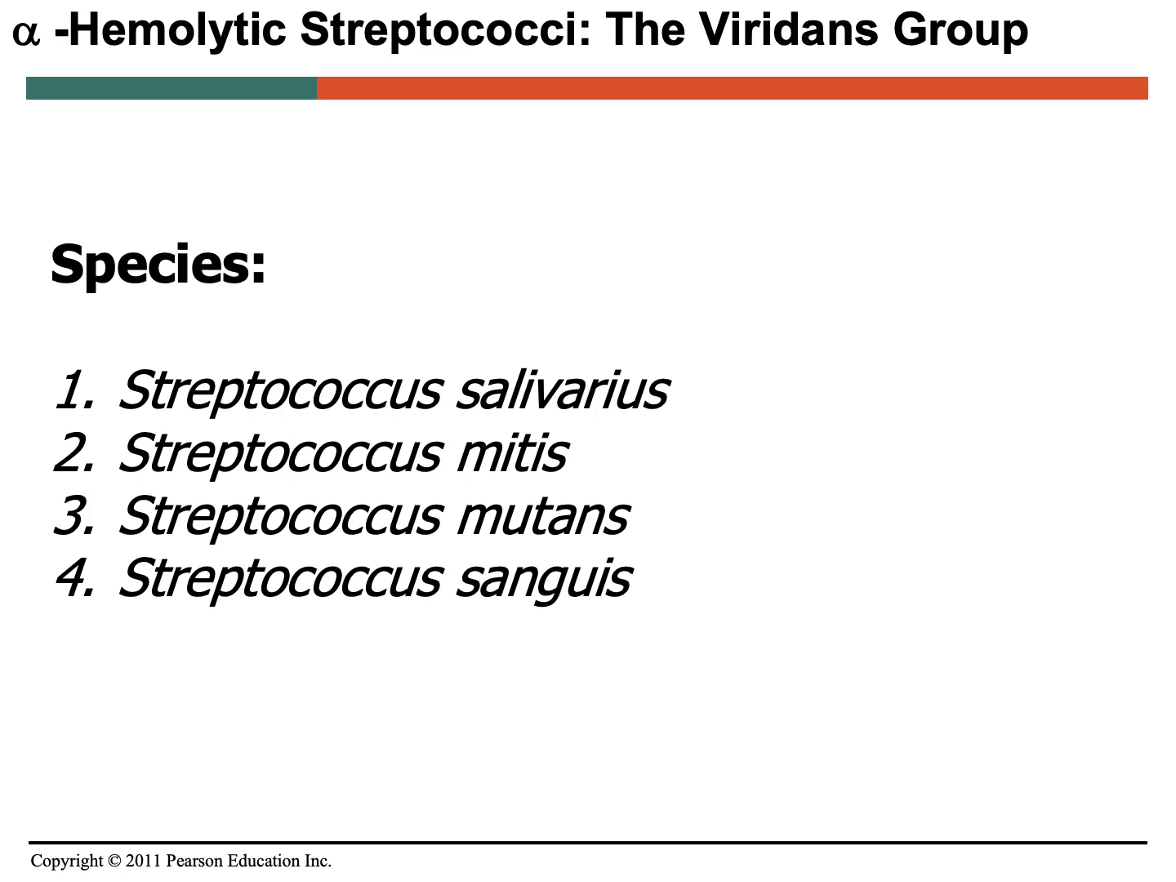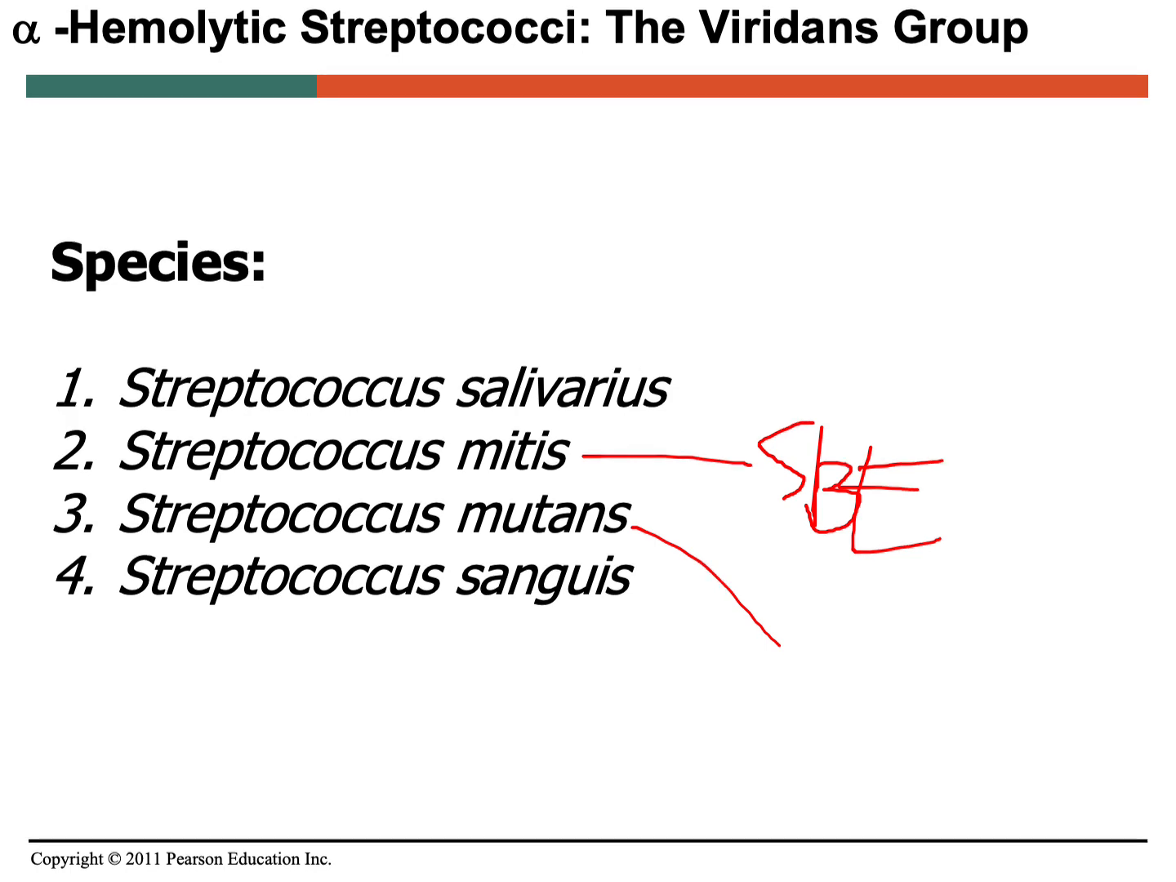So, other hemolytic streptococci, or the viridans group, have different species. You have salivarius, mitis, mutans, and sanguis. Again, S. mitis can cause subacute bacterial endocarditis, while mutans can cause dental plaques and dental caries.